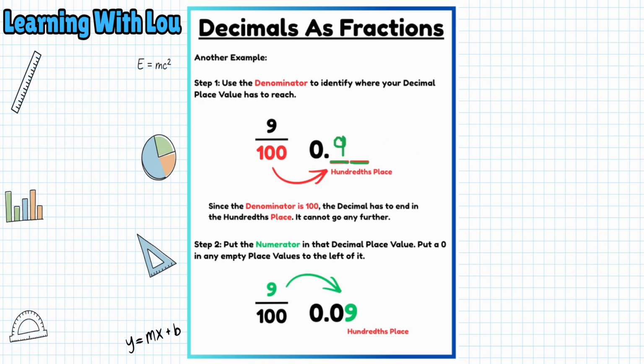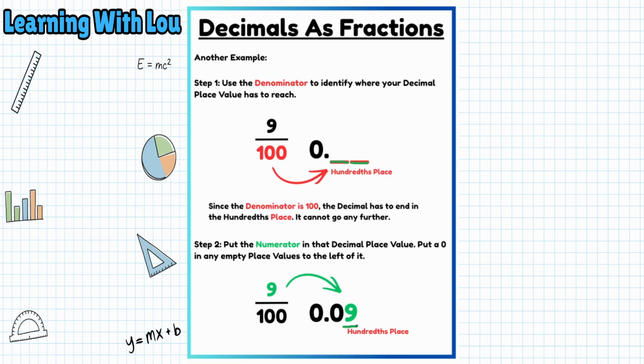but that's incorrect because you didn't reach your hundredths place. So if you take a look down below, you'll actually see that we have our 9 going into the hundredths place because there's nothing else that's going to go behind it. It has to end there. So what do you do with that empty space? You just put a 0 in it. So 9/100 as a decimal is 0.09.